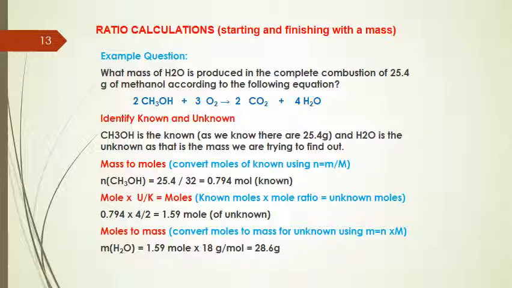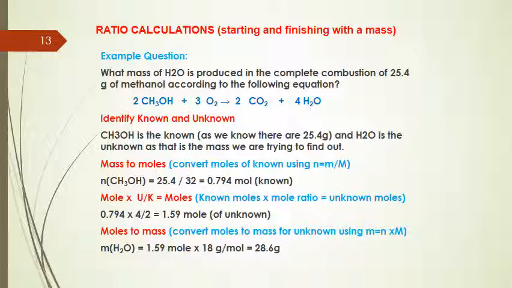Okay, so then we have the ratio. The moles times the ratio of unknown to known equals the moles of your unknown. So in this particular case, we want to find out water, so the ratio is going to be 4 divided by 2, which is 2, times the known, which is 0.794. So that means that you have 1.59 moles of the unknown, the water we're trying to find. So now we have a number of moles.